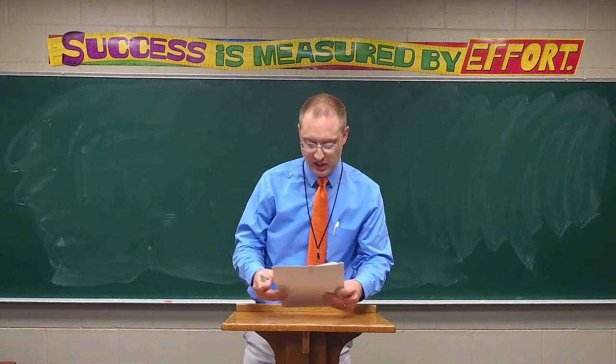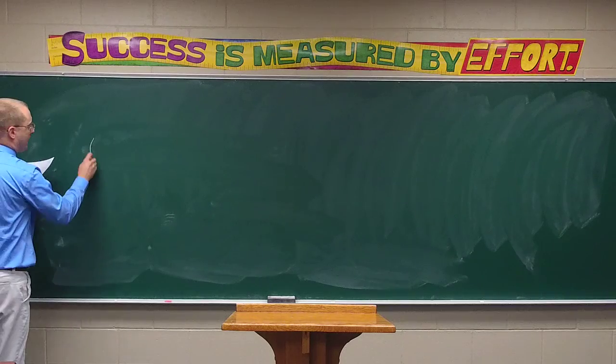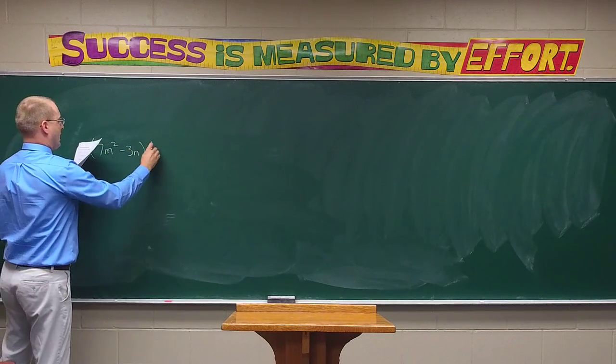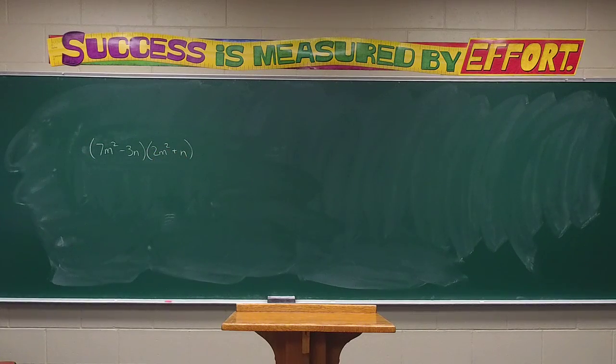All right, as we continue our exam review, several things that we talked through yesterday, we didn't actually practice yesterday. Write this down in your papers if you would, please. 7m squared negative 3n and 2m squared positive n. We said yesterday if I want to multiply similar binomials, class, I should use FOIL, right? But we didn't actually practice FOIL.